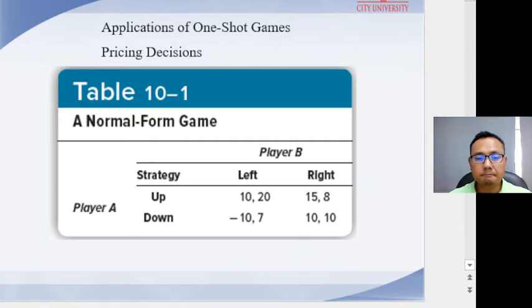In a simultaneous move one-shot game where a player has a dominant strategy, the optimal decision is to choose the dominant strategy. By doing so, you will maximize your payoff regardless of what your opponent does. In some games, a player may not have a dominant strategy. So what should a player do in the absence of a dominant strategy?